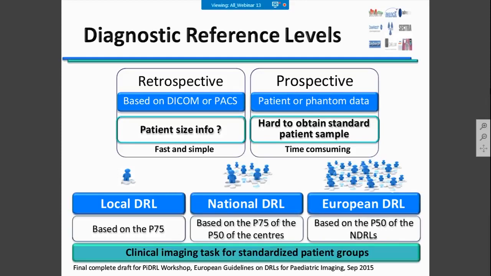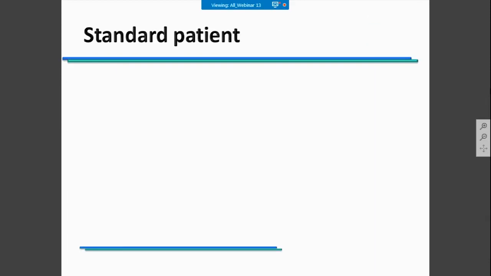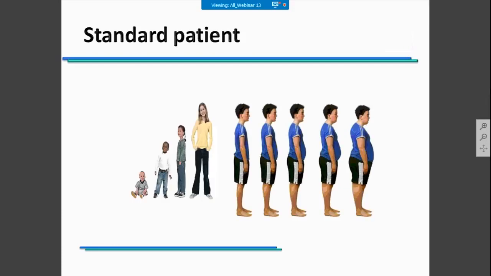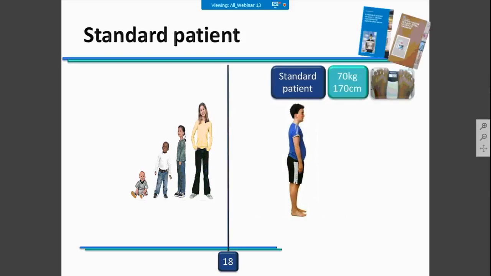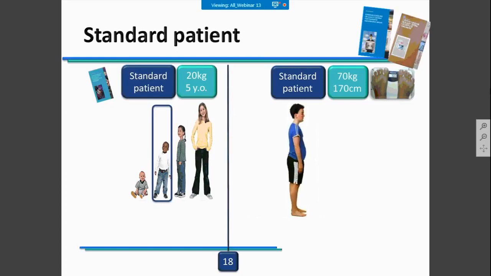At the moment, the new approach for DRL calculations should be the clinical imaging task, and you should focus on the standard patient group. So, what is a standard patient? If you are looking for adults or for pediatric, standard patients have different points of examination. If you are talking about adults, you must analyze the height and the weight of the patients to select a standard patient. If you are looking for pediatric, you also need to include the age of the patients.